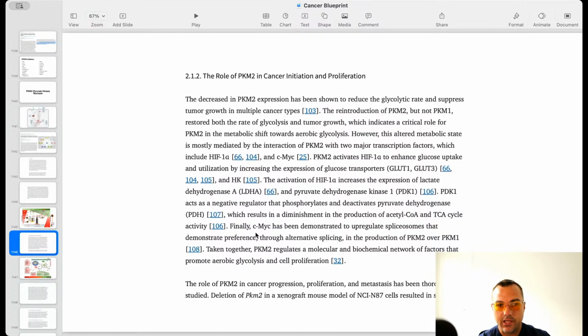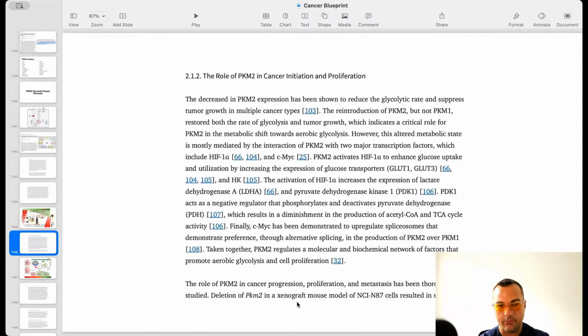Finally, c-MYC has been demonstrated to upregulate spliceosomes that demonstrate preference through alternative splicing in the production of PKM2 over PKM1. Taken together, PKM2 regulates a molecular and biochemical network of factors that promote aerobic glycolysis, or the Warburg effect, and cell proliferation. The role of PKM2 in cancer progression, proliferation, and metastases has been thoroughly studied.